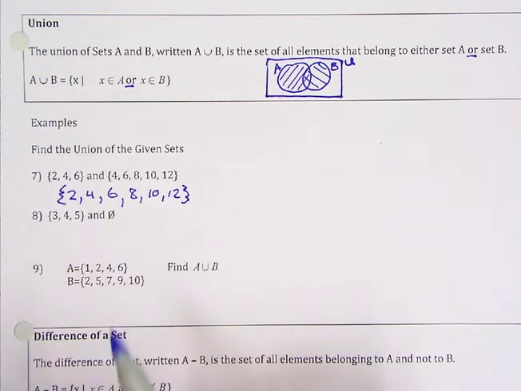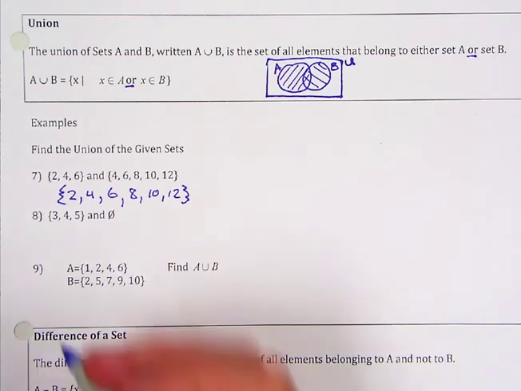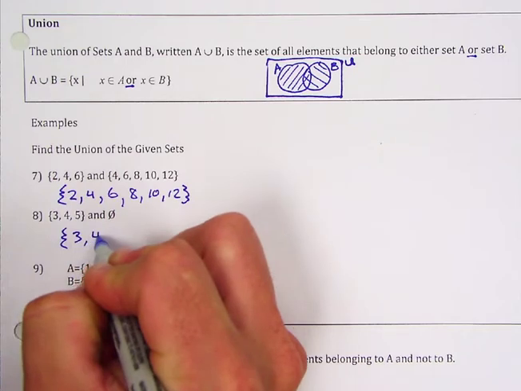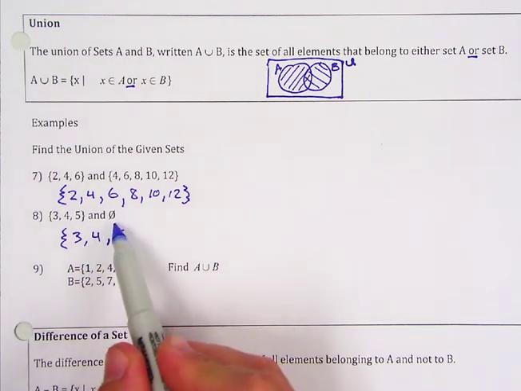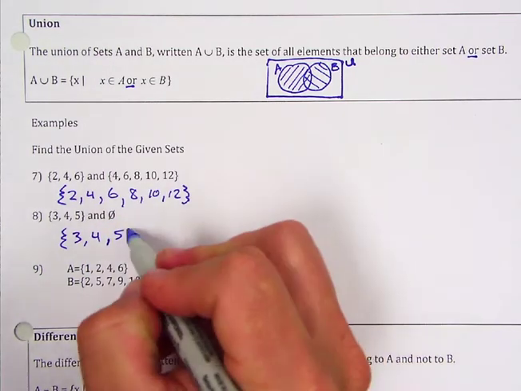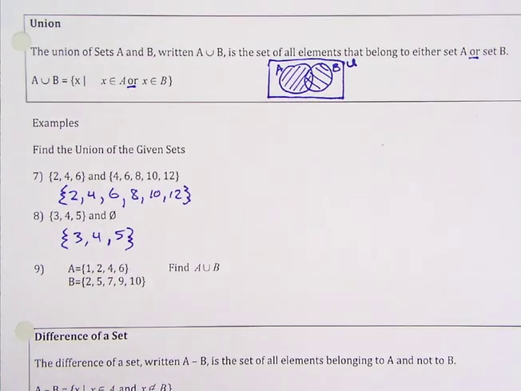Now number 8, we're uniting 3, 4, and 5 with the null set. So again, if we follow that same process, we're just going to take our first set, 3, 4, and 5, and then add to it any elements in the second set without duplicating. So the null set has no elements, so there's nothing to add. We just got 3, 4, and 5. Alright, so hopefully you have the hang of this. Try number 9. You can either try it with me or try it on your own there.